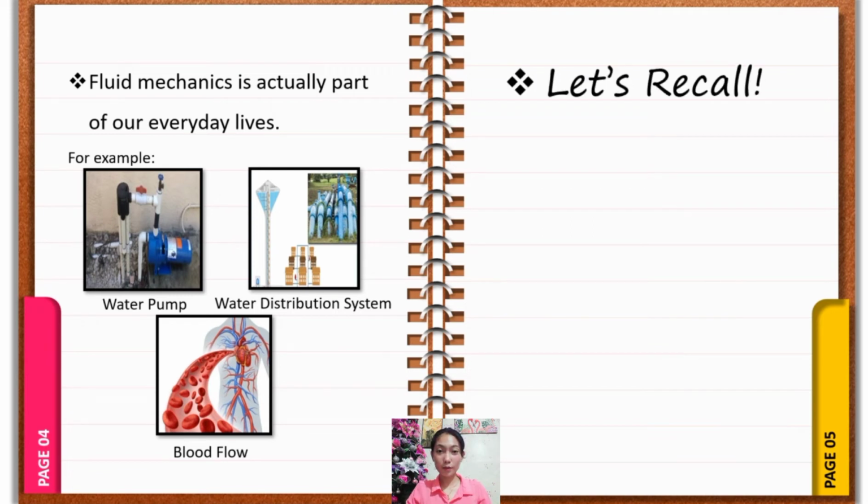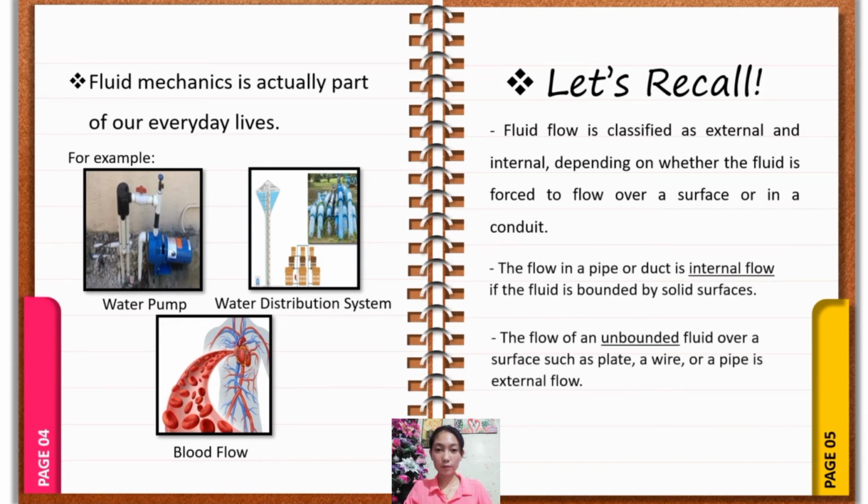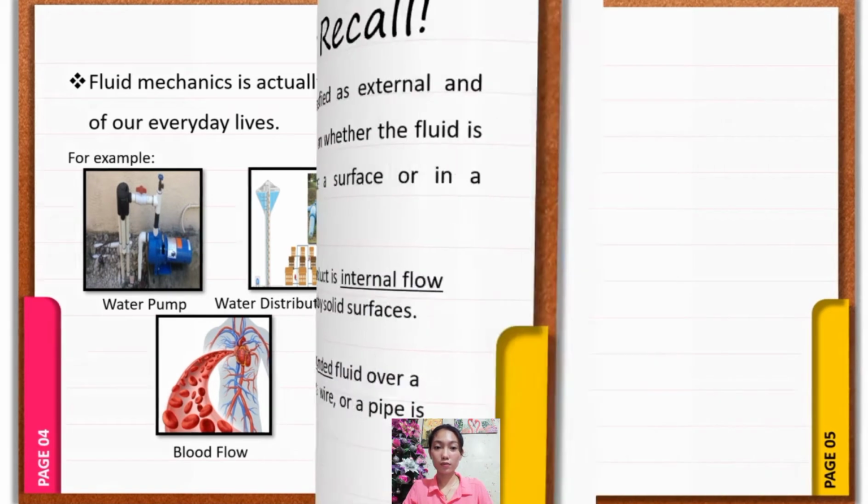Just for a recall from our learnings in Module 1.3, which discusses the classification of fluid: fluid flow is classified as external and internal depending on whether the fluid is forced to flow over a surface or a conduit. Internal and external flows exhibit very different characteristics. The flow in a pipe or duct is internal flow if the fluid is bounded by solid surfaces, while the flow of an unbounded fluid over a surface such as a plate, a wire, or a pipe is external flow.